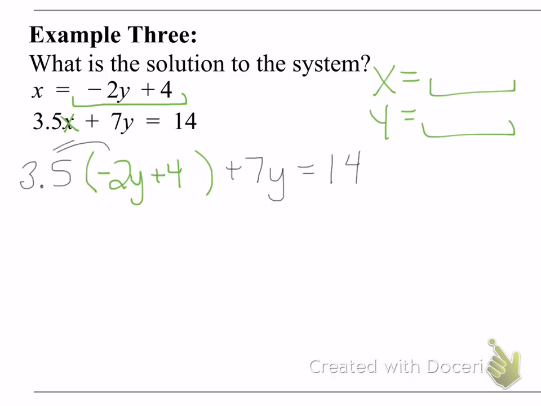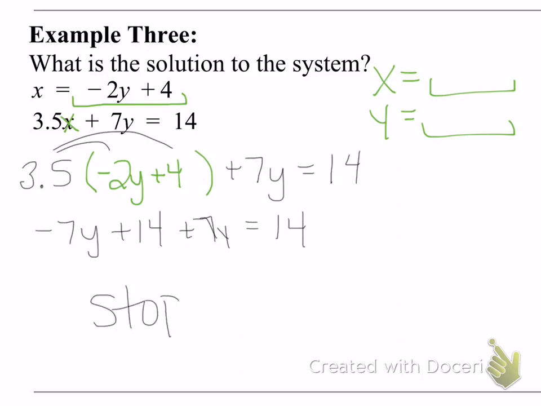So go ahead and distribute that 3.5 through. You'll get a negative 7y plus 14 plus 7y equals 14. So like I said, we'll stop there. But this is what I want you guys to start seeing: we're solving for one of the variables, so we need these to match. And in this one, we have just y's. So we should get y equals something. But our first objective is to look at what we're starting with, whether it's x equals or y equals.